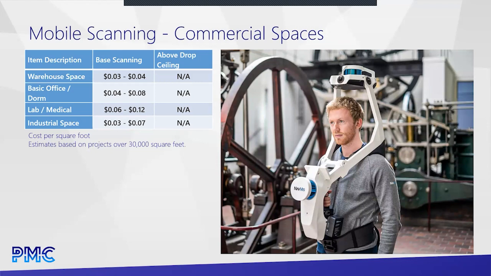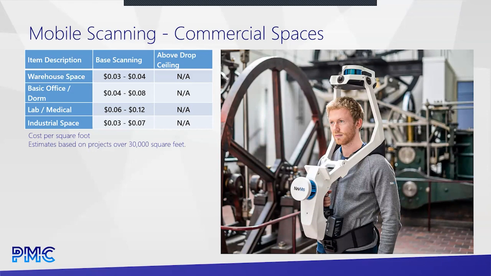With mobile scanning, so I didn't mention this before. We were talking about the traditional tripod-based scanner. Now we're talking about mobile scanning. Key point before we talk about this, on larger jobs, this requires that a control network be built before scanning is done, and that's not included in these prices. That's a one-time price per site, and that's why it's not included in here because it can be reused over and over again. But warehouse space, super cheap. Once that control network's in, we can fly through the space and be in and out quick. Same with offices and dorms.